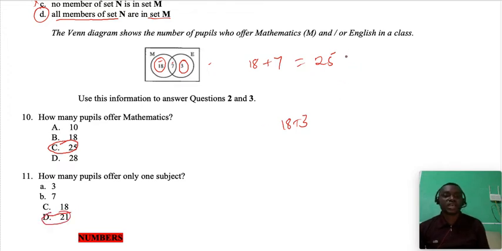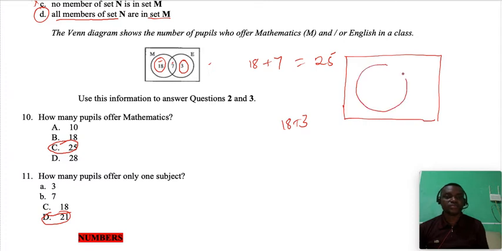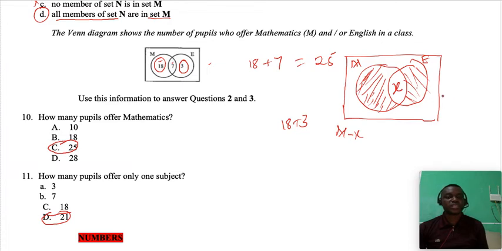So let me explain the two-set Venn diagram a bit. If you have your sets, this and that, let's say this is maths and this is English. This portion is only mathematics. It's also called maths but not English. This portion is English only. It is also English but not maths. So to get this portion, it is maths minus both. To get this portion, it is English minus both. You get it. That is how we do it.